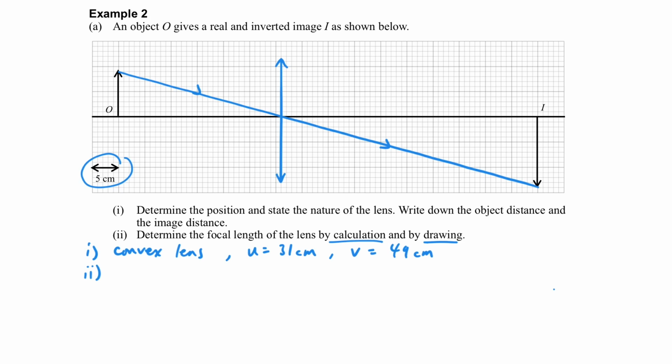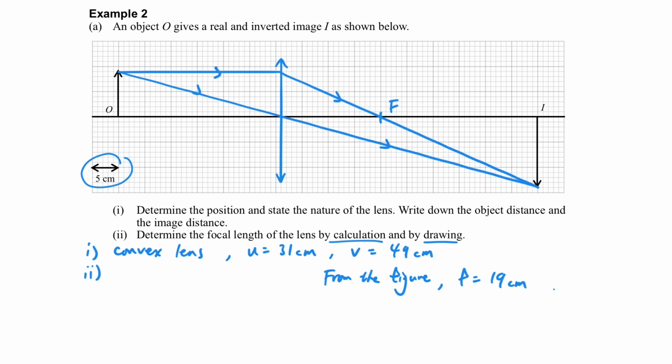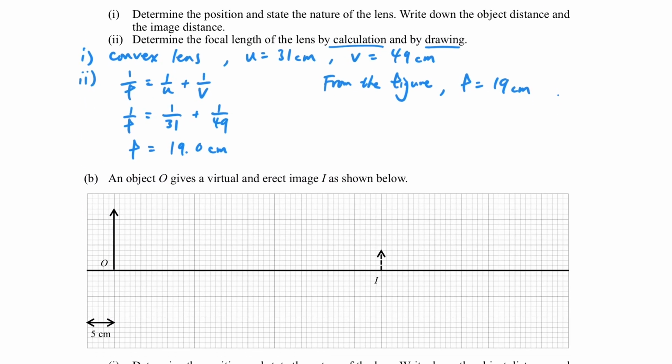So we can find the focal length in two ways. Way number 1 is using drawing. So we will use the drawing to find the position of the focal length first. From the figure, we know that the focal length of this lens is 19 cm. And then we can try to use the lens formula to find it more accurately. By substituting u and v and solving the equation, we know that f is really 19.0 cm.